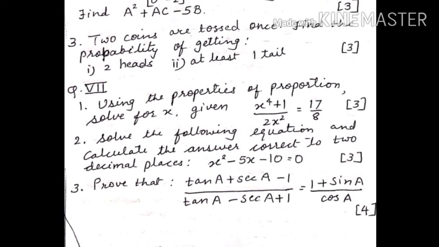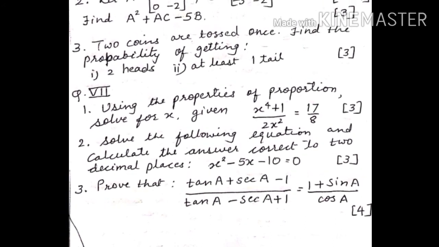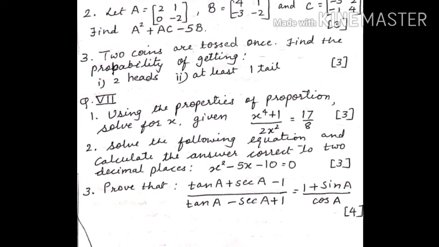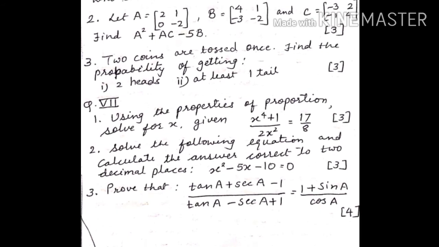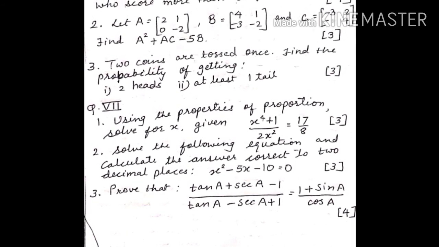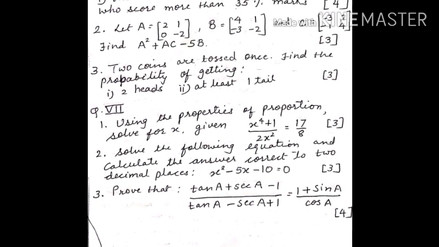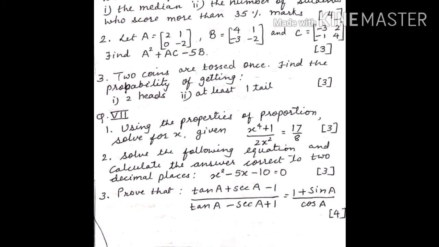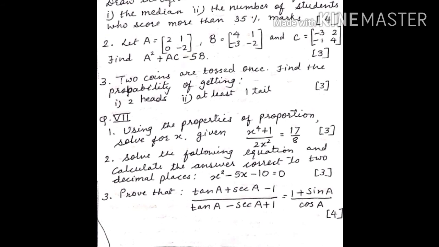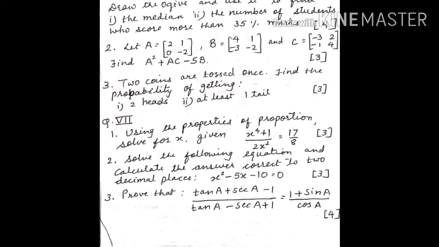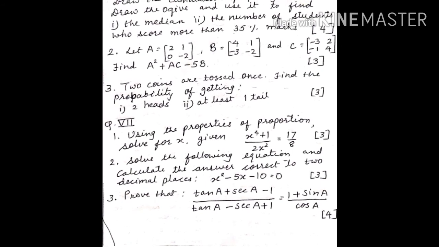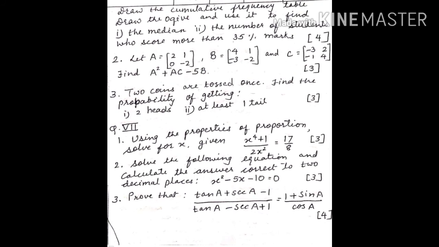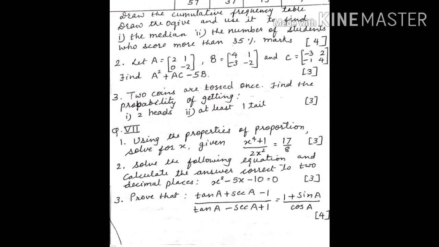Now question number 7, second: solve the following equation and calculate the answer correct to 2 decimal places. This is a quadratic equation. For that, first of all, you have to take the a, b, c values from your quadratic equation. Then you will take b square minus 4ac, that is the discriminant value. And then you will solve for x. So x is equal to minus b plus or minus under root D upon 2a, that is your formula. Using it you will get your 2 roots up to 2 decimal places.